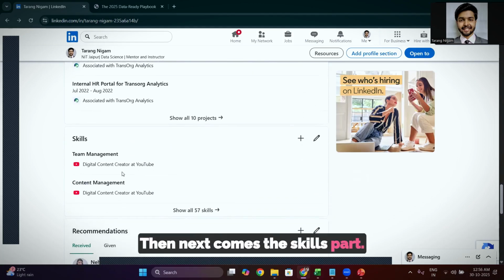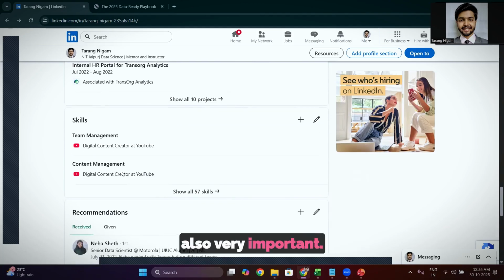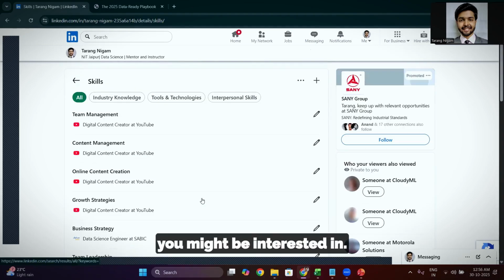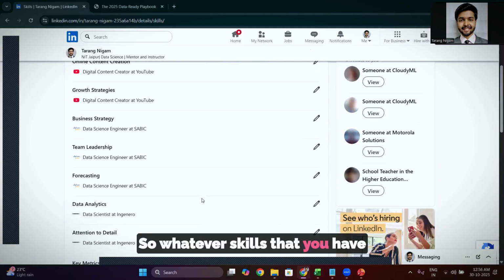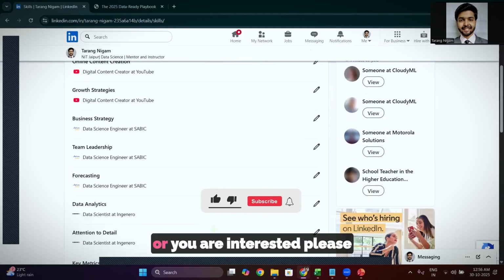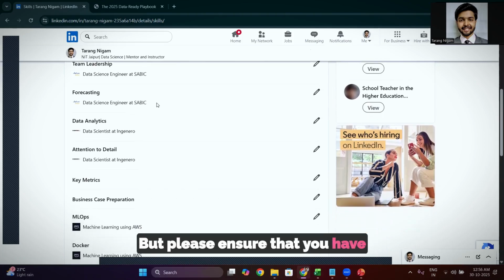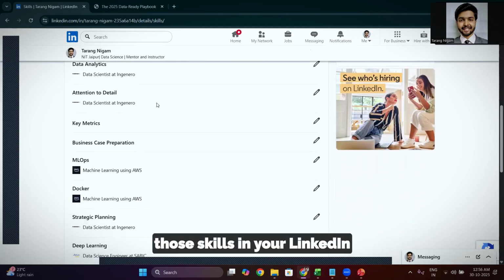Then next comes the skills part. The skills part is also going to be very important. Why is the skills part important? Because it will recommend to you the jobs that you might be interested in. So whatever skills you have learned, are learning, or are interested in, please mention all those skills that you are proficient in. Maybe of difficulty small, medium, high, but please ensure that you have those skills in your LinkedIn profile so that it looks more authentic, and the recommendations come more clearly to you that these are profiles you might be interested in.